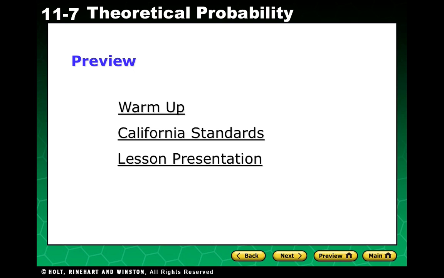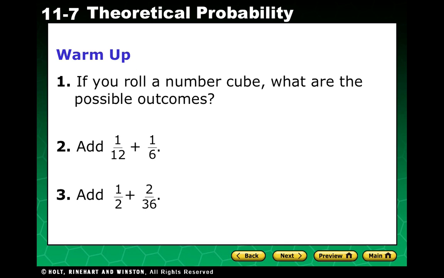All right, we're going to be talking about theoretical probability today. So if you roll a number cube, what are the possible outcomes? And then add the two fractions below. Press play when you're ready to correct.